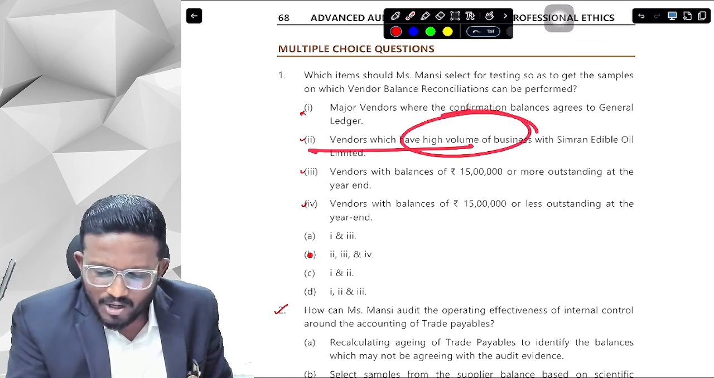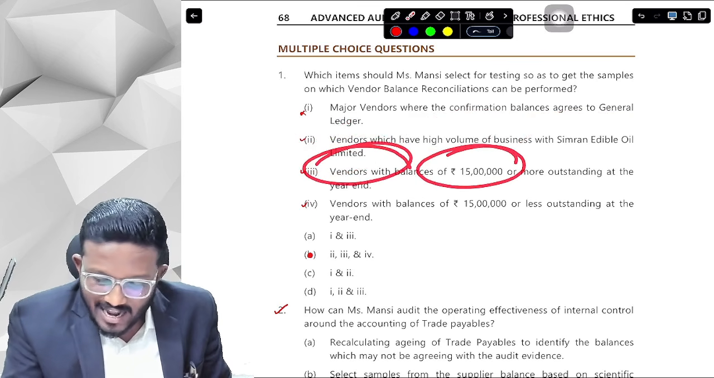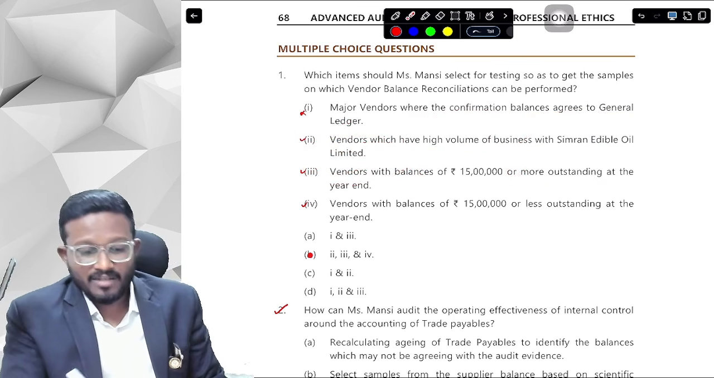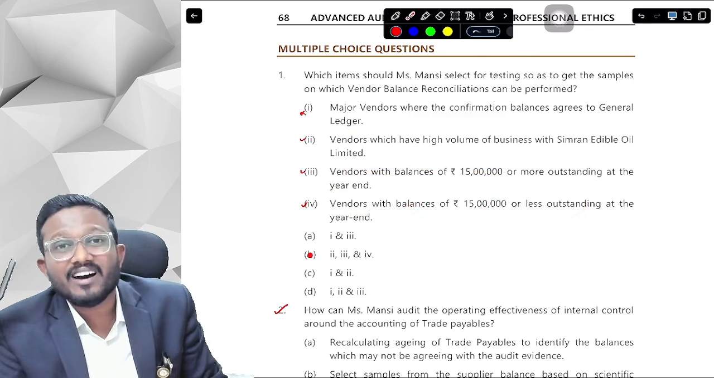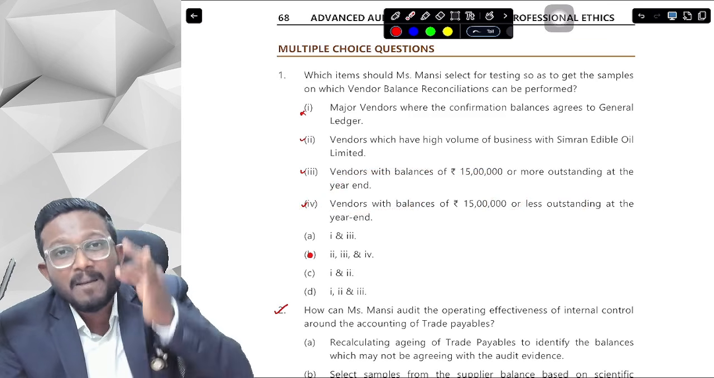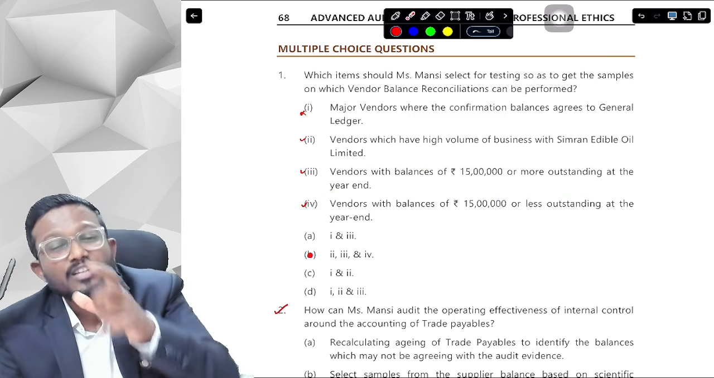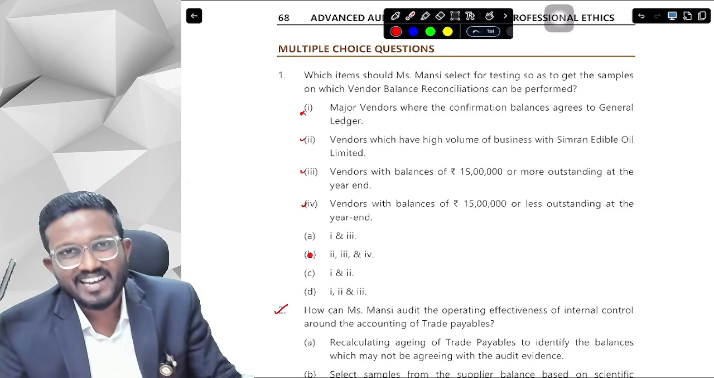Vendors which have high volume of business with Simran Edible Oil Limited, we should select them. Vendors with balances of 15 lakh or more outstanding at the year end, we should select them. Vendors with balances of 15 lakh or less outstanding at the year end, we should select them. Why, sir? Because every item in the population should have a chance of selection in your sample. And we are doing sampling over here, so we should select the samples from all the characteristics, all the diversities of the population. Okay, yes sir.